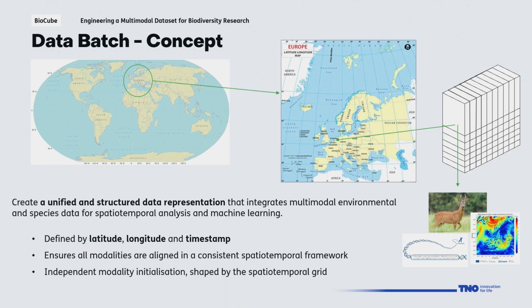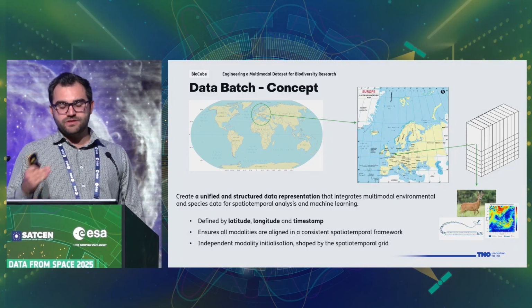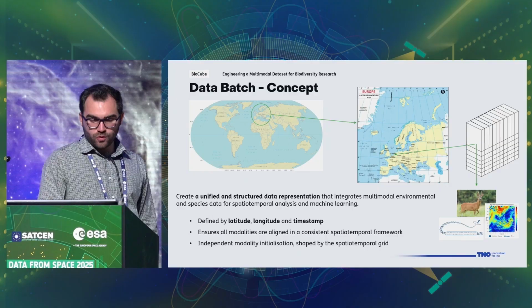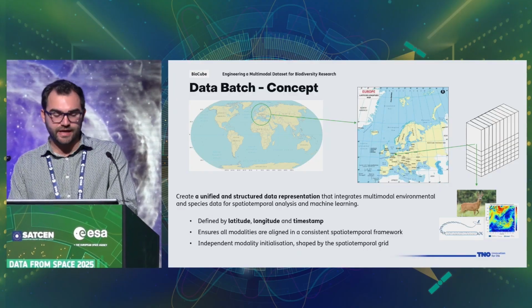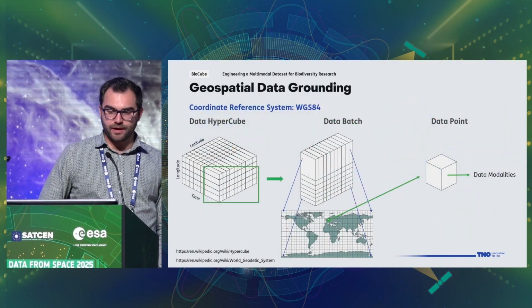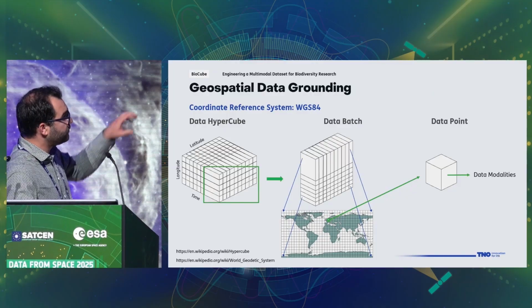So the data batch, how it looks like, is a unified and structured data representation that essentially integrates all these multiple modalities we have in our data set. And it is defined by latitude, longitude, and a time step. By creating this data batch, we ensure that all modalities are aligned to a consistent framework, and any kind of modality can be independently initialized, so we can slice out of it.